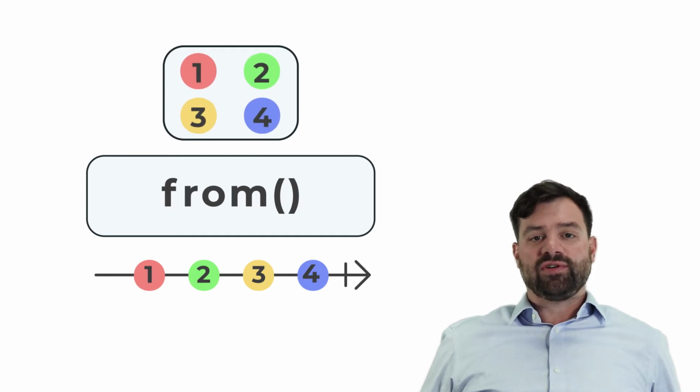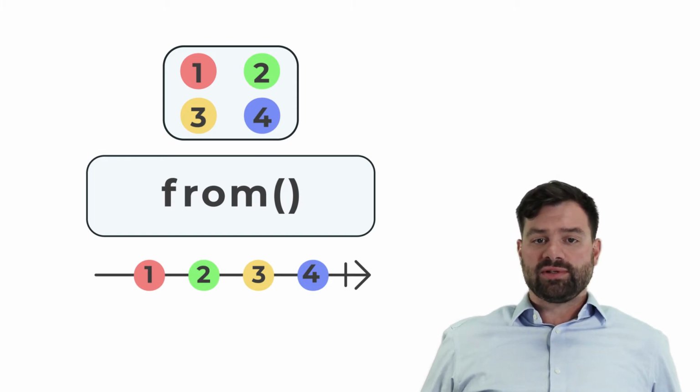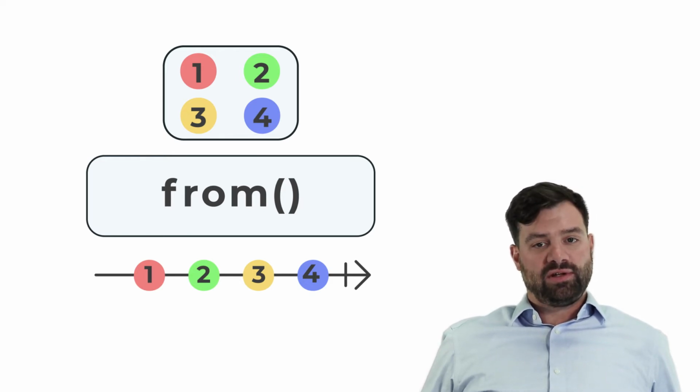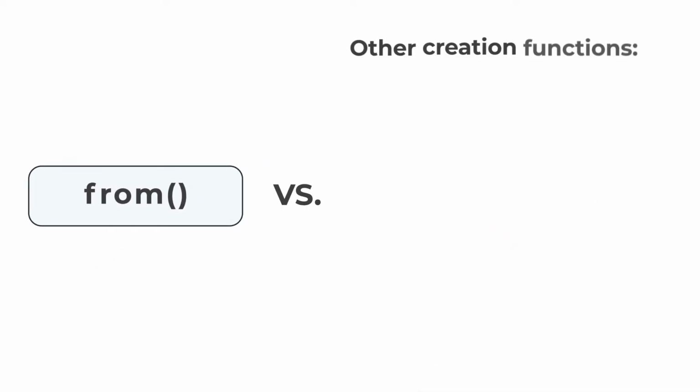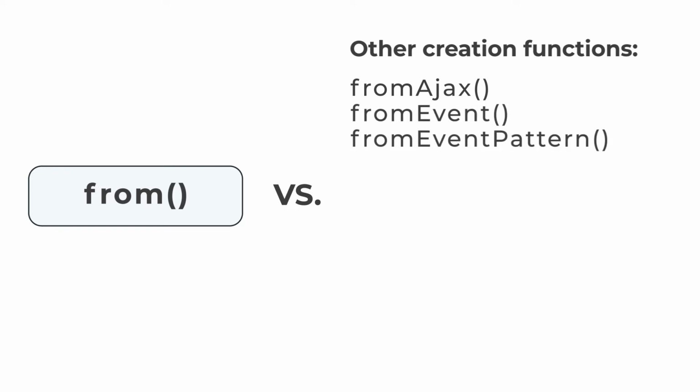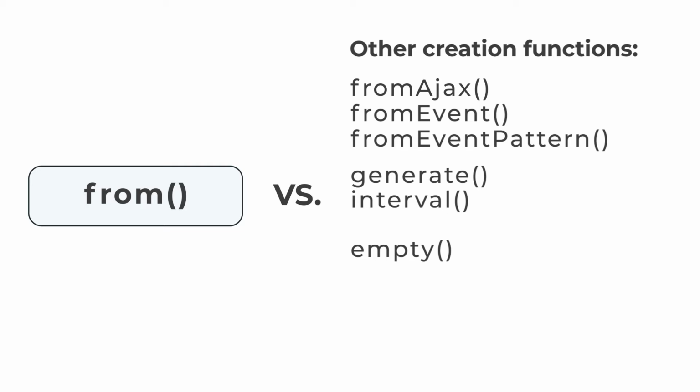There are other creational functions that the RxJS library provides us to build observable streams, but from is the only one, given an iterable or a promise, that will immediately flatten and emit a raw stream of values unless you provide instruction to change the way that stream behaves. For example, there are creation functions to create reactive streams from AJAX requests, from AJAX, events, from event or from event pattern, value generators and value intervals with generator and interval, respectively, and even one to return an empty result set using the empty function.